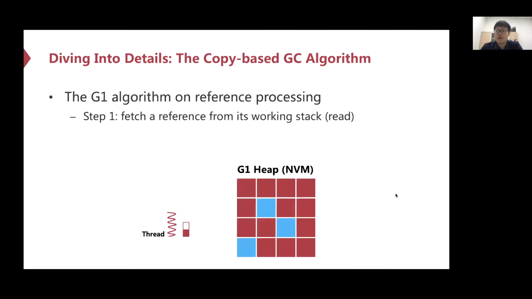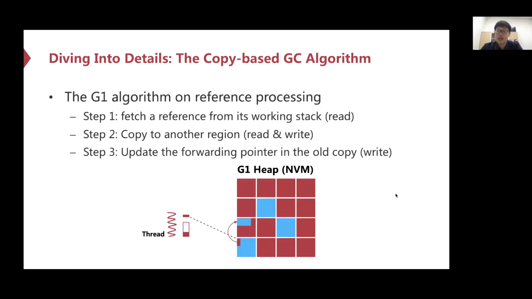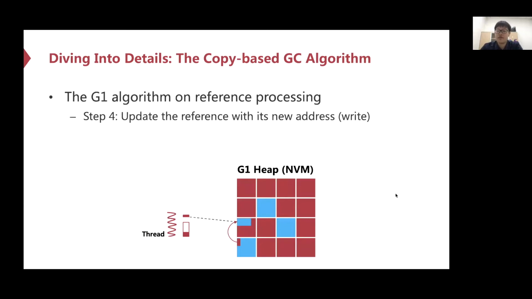The G1 algorithm on reference processing can be divided into 5 steps. The first step is to fetch a reference from its working stack and find the object it points to in the G1 heap. The second step is to copy the object from the current region to another region. Step 3 is to update a forwarding pointer in its header using atomic compare-and-swap. The next step is to inform other threads that this object has been copied, so other threads can avoid repeatedly copying this object. The fourth step is to update the reference, which originally pointed to the old address in NVM, with its new address.